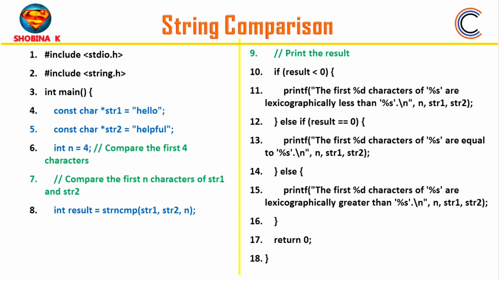And this function is called with arguments str1, str2 and n to compare the first n characters of str1 and str2. The result of the comparison is stored in the variable result. Next we compare the result. Depending on the value of the result, one of the corresponding printf statements will be executed to print a message which indicates the relationship between the first n characters of the two strings.